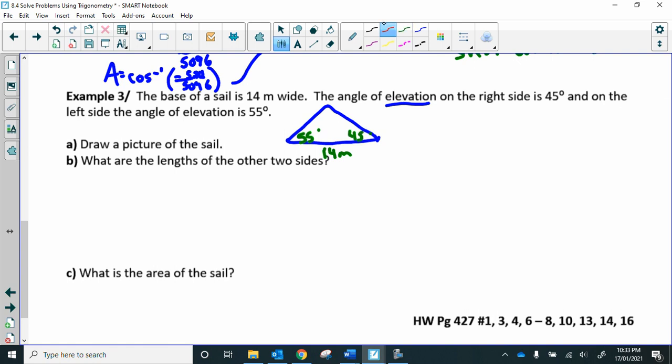So I'm just going to go ahead and label my triangle here. We have A, B, and C. Little a, little b, little c. So our job is to find little b and little c. What are the lengths of the other two sides? All right, so let's find little b.